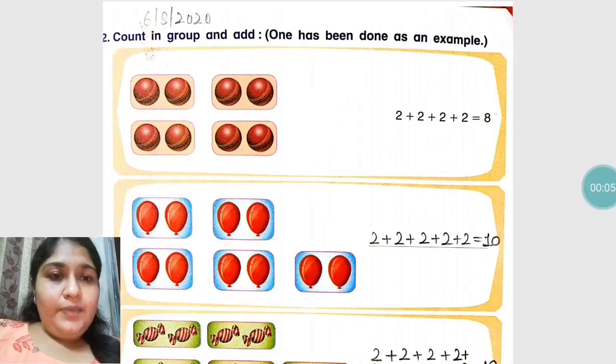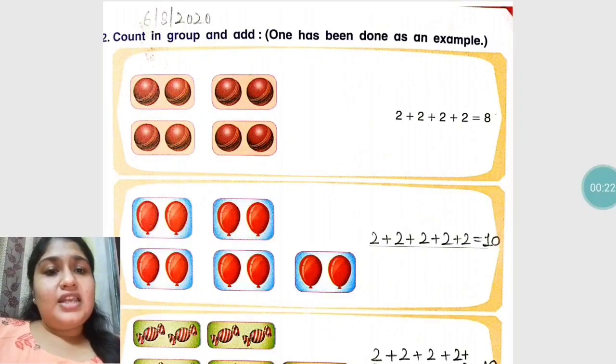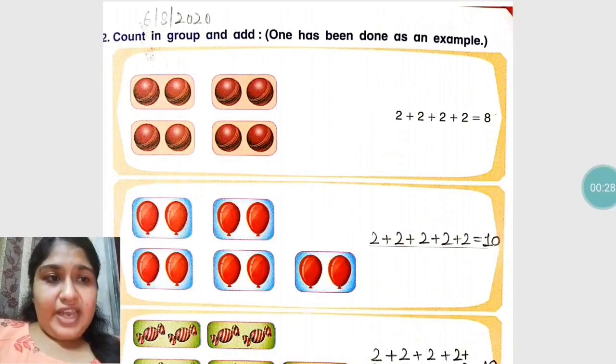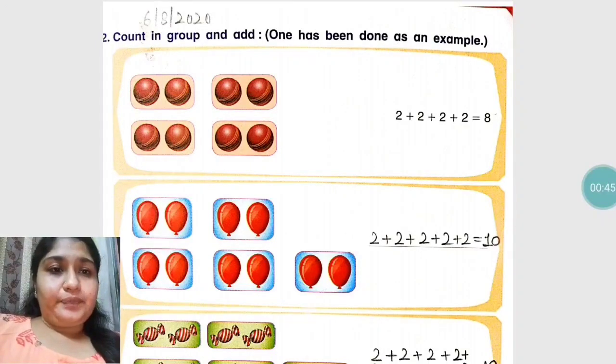So as you can see, in the second one, balloons are there. So these balloons are given in pair in the box. So students, count it. How many boxes are there? 1, 2, 3, 4 and 5. Okay. And in each box, 2 balloons are there. So when you add this 2 5 times, the answer is 10. As you can see students, 2 plus 2 plus 2 plus 2 plus 2, that is equals to 10. When you add 2 5 times, the answer is 10.